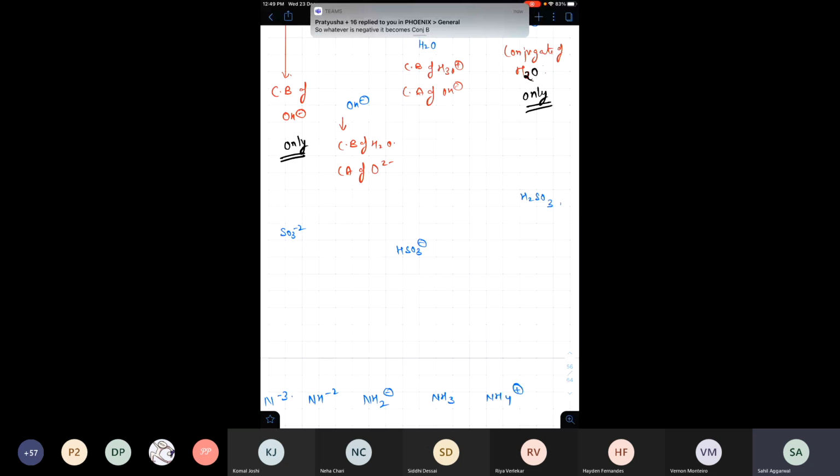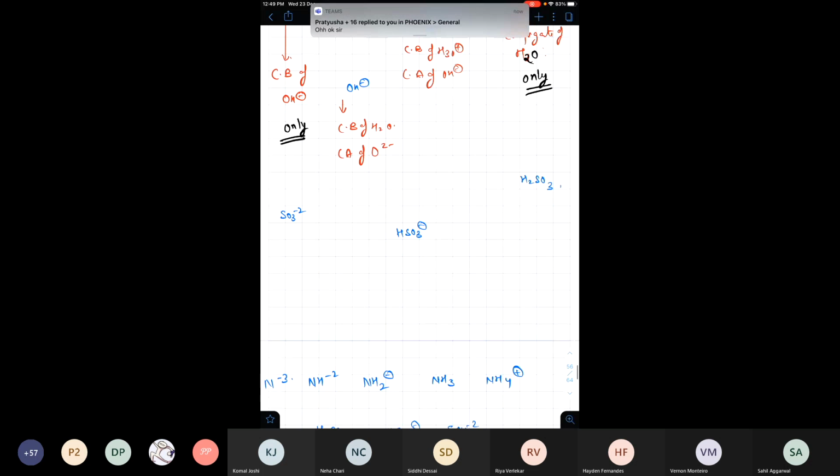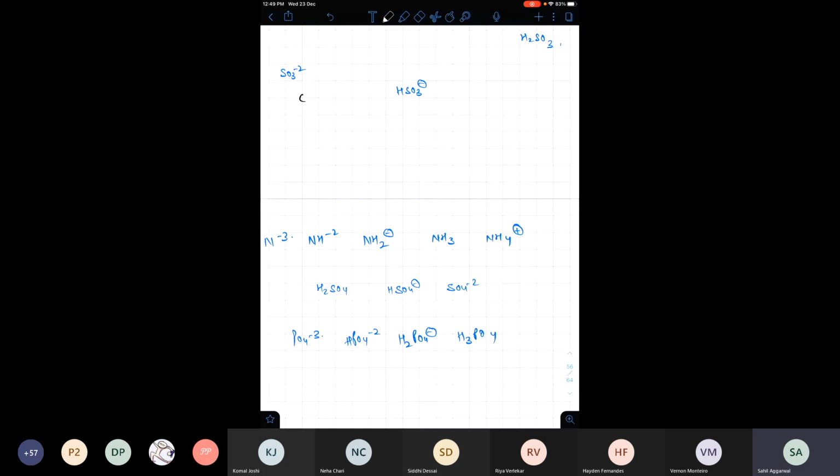Can we do these three? Ultimate negative we are talking about, Pratyusha, where no more H plus can be given. This is the conjugate base of HSO3 minus. This is the conjugate base of H2SO3 as well as the conjugate acid of SO3 2 minus, conjugate acid of HSO3 minus. Any doubt in this?